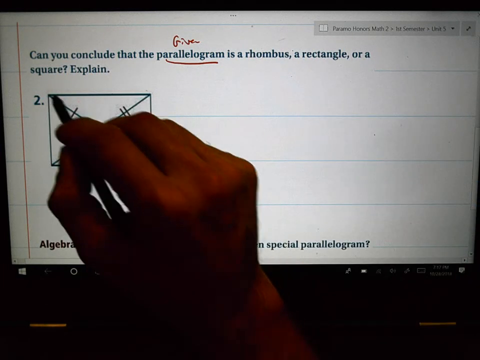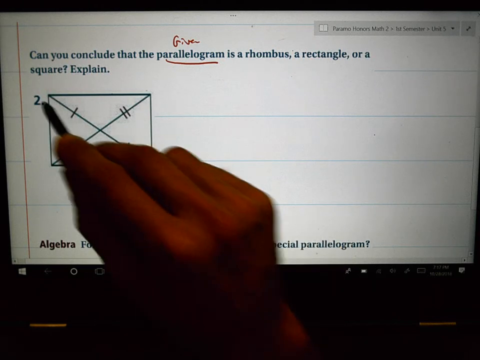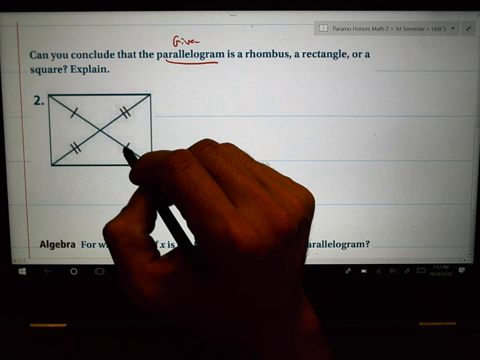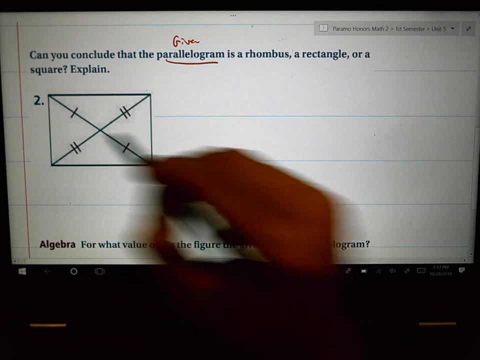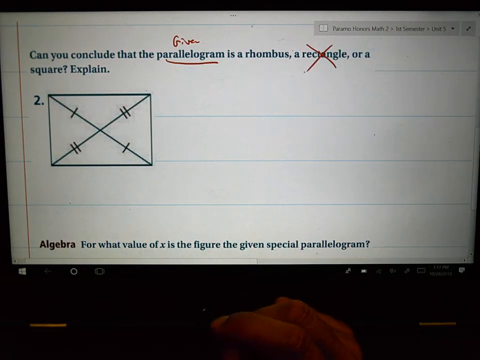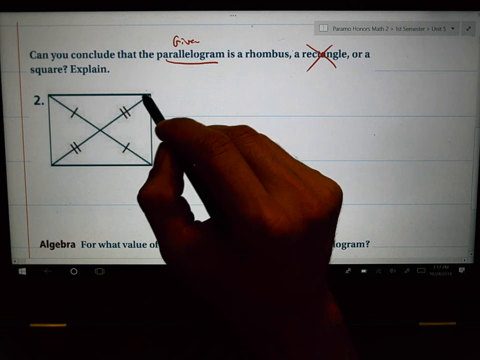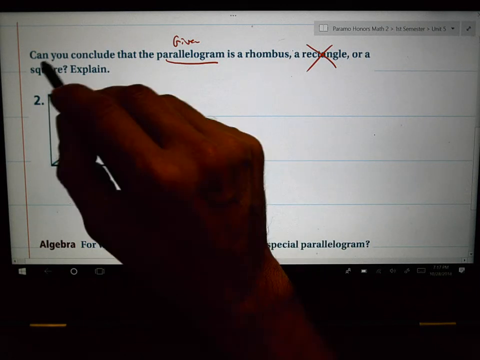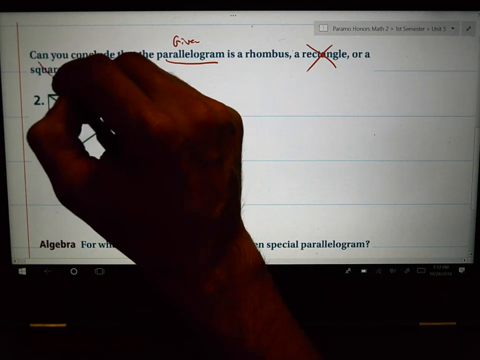If it's a rectangle, then this diagonal would be the same as this diagonal, which, because that's a 1 and that's a 1, these are the same, and this is a 2 and this is a 2. These are the same, but they're not necessarily the same as each other, so it can't be a rectangle. I don't see any way that I can prove that this is a right angle or that there are 4 congruent sides. So I can't say that it's a square.